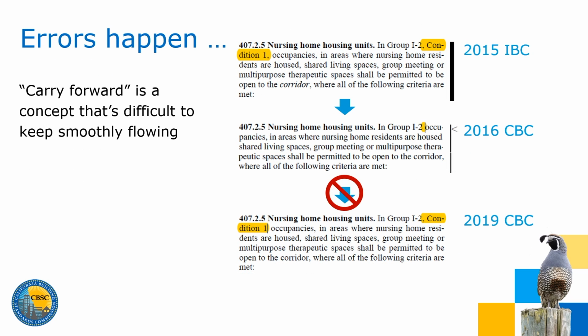Carry forward is a concept that's difficult to keep smoothly flowing, and errors sometimes happen, especially with the ghost amendments I talked about earlier. In this example on the slide is the same section 407.2.5 that at some point didn't make the transfer, and the model text that was stricken by the agency several cycles ago got left behind and printed.